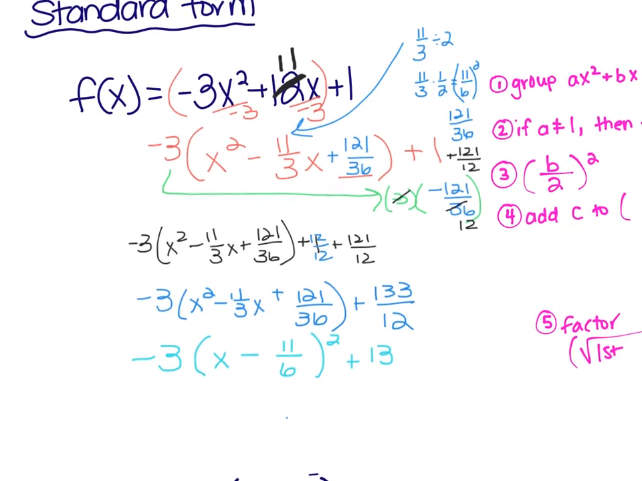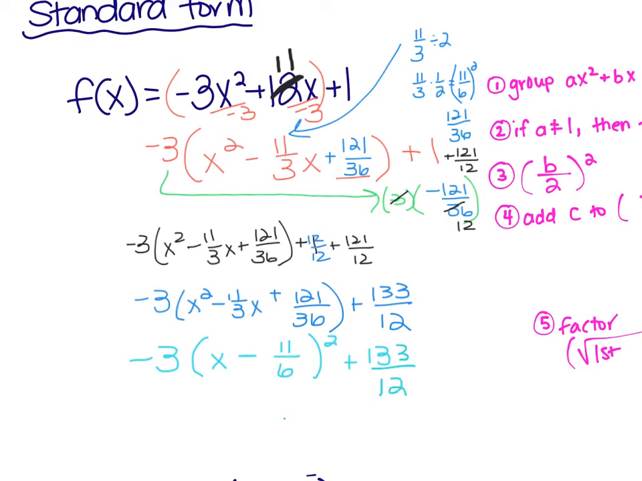And then the 133/12 is still at the end. So f of x, my function, equals -3 times (x minus 11/6) squared plus 133/12. Get over the fact that they're not pretty numbers. You're not going to get all whole numbers. Okay? Fractions are your friends. Get used to them. So you will get a question exactly like that that forces you to use complete the square. Okay?